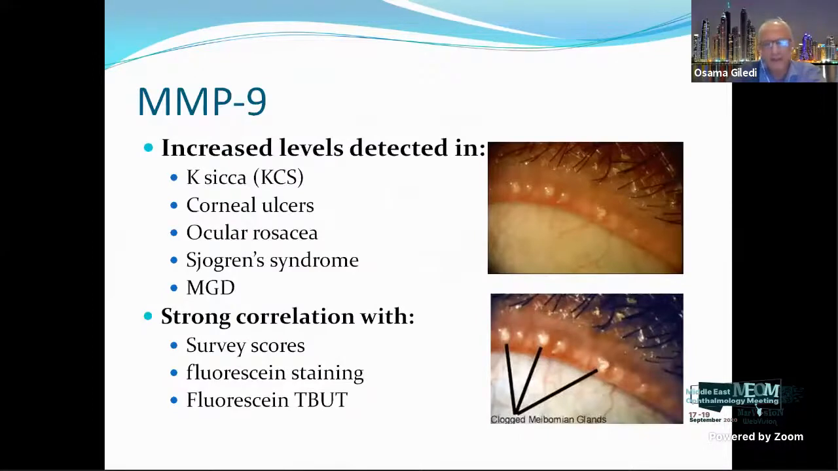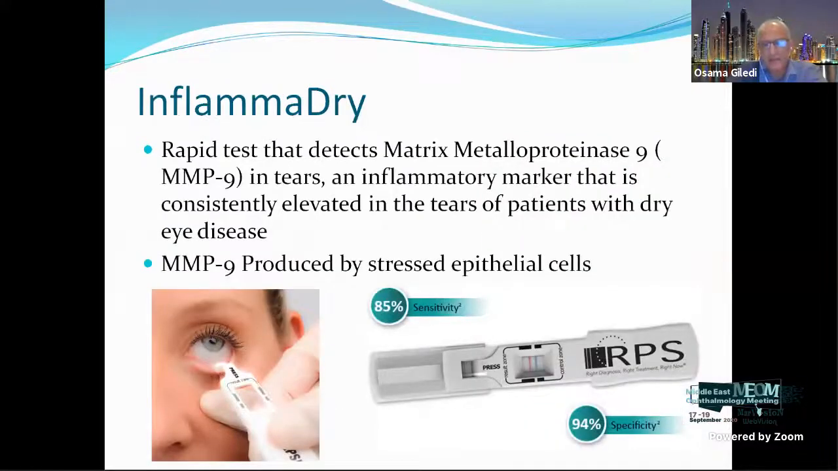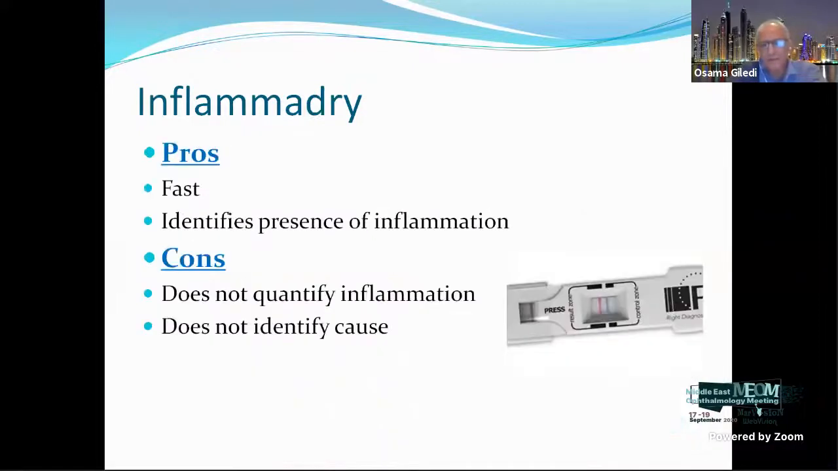MMP9: now many people are starting to use MMP9 as a detector for inflammation. It increases in all ocular surface diseases, and it has a very strong relationship with dry eye in terms of survey for dry eye, fluorescein stain, or tear breakup time. It's a very simple test, and as you know, MMP9 is an inflammatory marker, so if there's any inflammation on the ocular surface, it will be raised. The test is very simple, done in the outpatient clinic. But the problem with the test is that it's fast and simple, but it doesn't give you the quantity of the inflammation, and it also doesn't give you the cause.